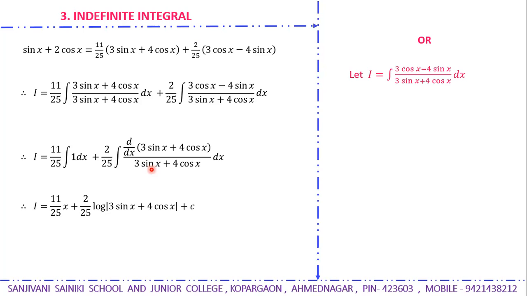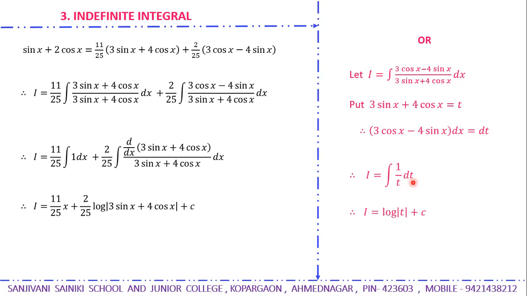Instead of doing it like this, I have another method for the second integral. For the second integral, I will use the substitution method. How? I will put the denominator 3 sin x plus 4 cos x equal to t. Once I obtain the differential, I will realize that the numerator can be replaced by dt. So I get I is equal to the integral of 1 upon t dt, whose integral is log of modulus of t plus c.